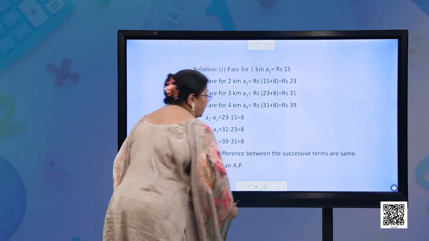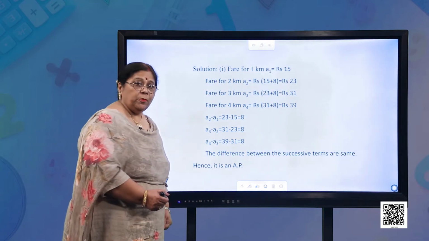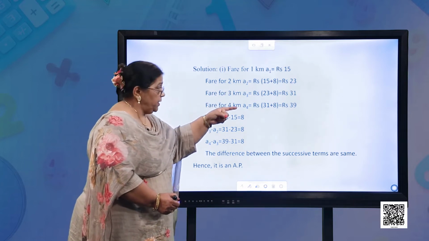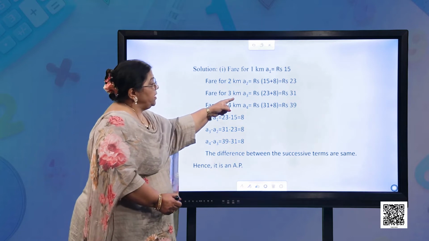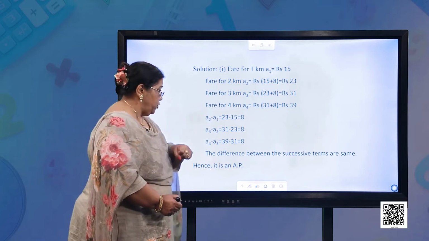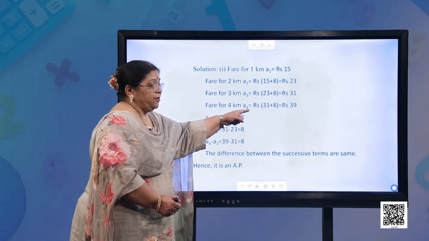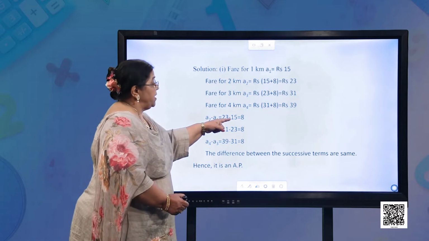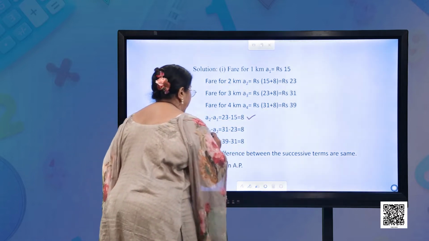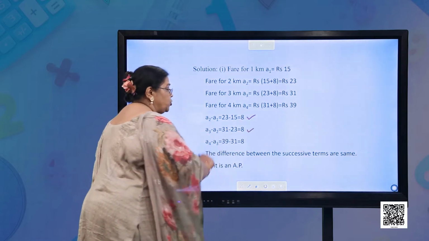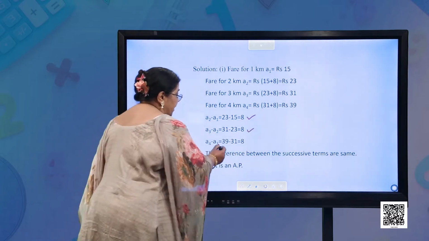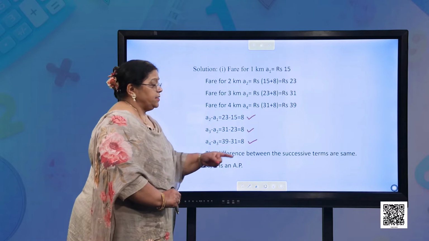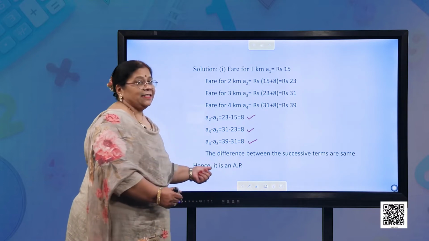Look here, the fare for the first kilometer, A1, is 15 rupees. The fare for the second kilometer will be 15 rupees plus 8 rupees, that is 23 rupees. The fare for 3 kilometers obviously will be 23 plus 8, that is 31 rupees. The fare for 4 kilometers will be 31 plus 8, that is 39 rupees. So, A2 minus A1, just check, 23 minus 15 gives you 8. In the same way, A3 minus A2, that is 31 minus 23, gives us 8, and A4 minus A3 is again 8, 39 minus 31. So, the differences between the successive terms are the same, hence it is an AP.